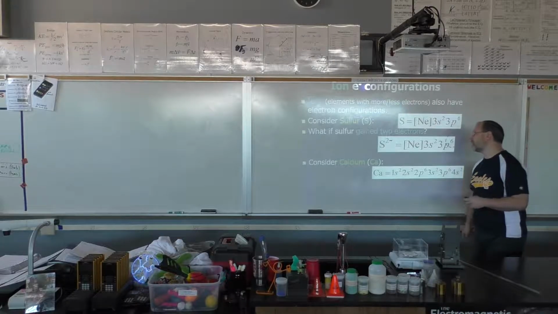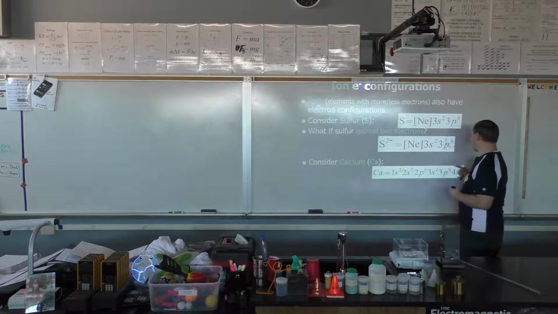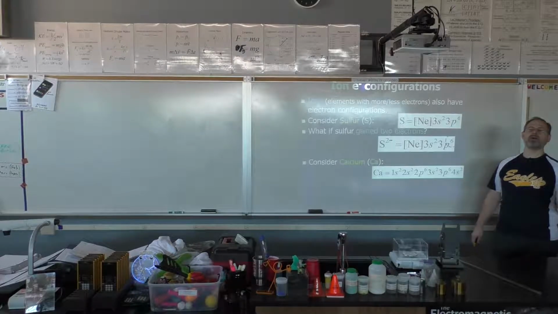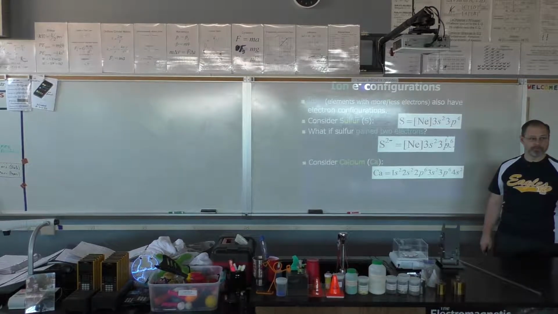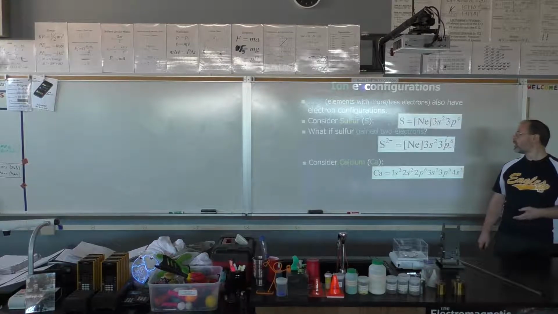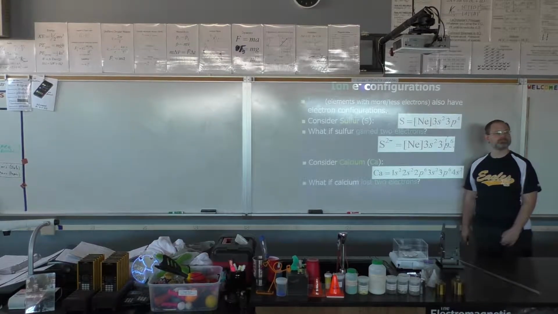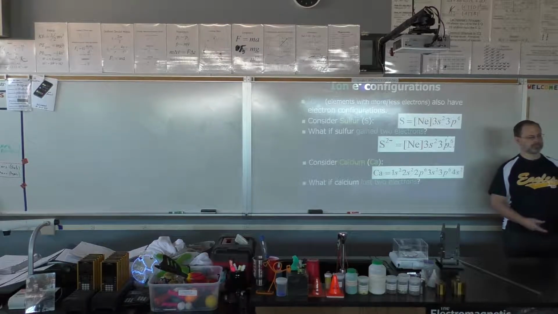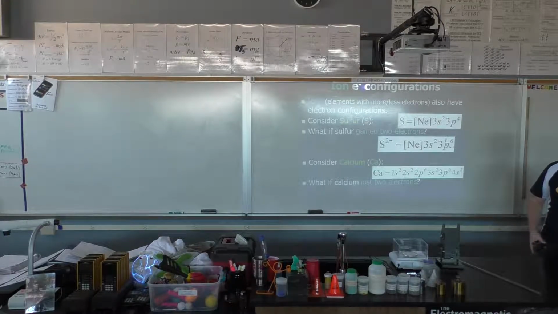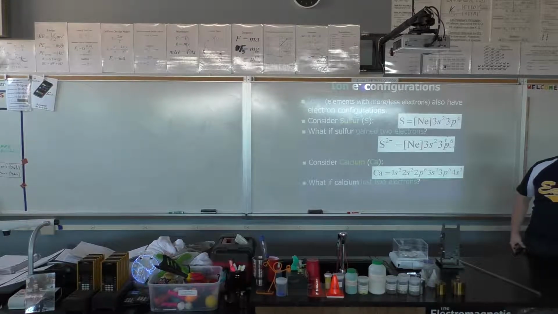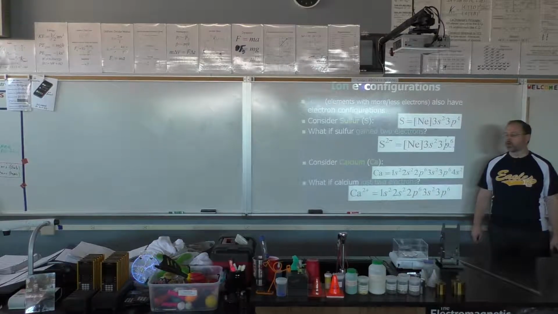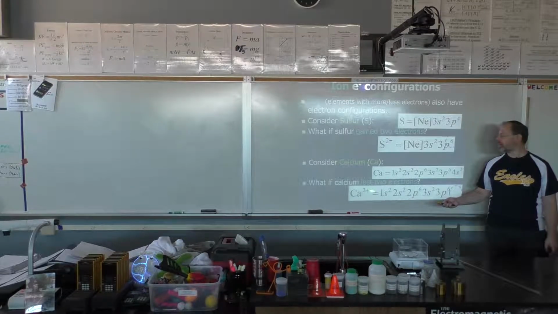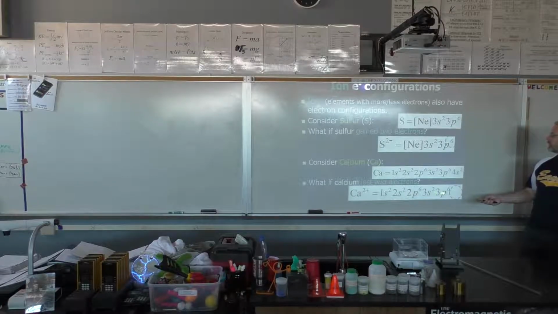Now let's take a look at this. Calcium. Calcium has the electron configuration 1s2, 2s2, 2p6, 3s2, 3p6, 4s2. Calcium has 2 electrons hanging out in the 4th shell, and only 2. There's only 2 electrons in the 4th level. What would calcium's configuration be if it lost those 2 outer electrons? Yeah, 3p6. So we would say the calcium 2+ ion is 1s2, 2s2, 2p6, 3s2, 3p6.